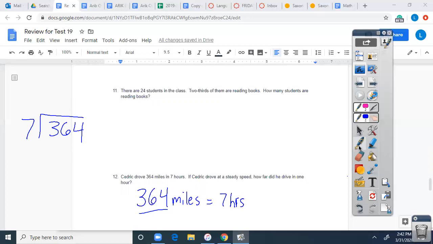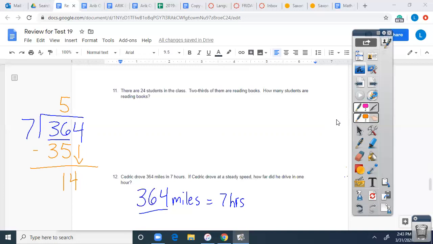We'll go through it a little bit slow for those of you that this is kind of difficult for you, and then we'll do number 13, and then I'll let you go. Okay, 7 cannot go into 3, but can it go into 36? It can. How many times? 7 times what gives us a number close to 36, but it doesn't go over? 7 times 5. 7 times 5 is 35. Now step number 3 is to subtract. 36 minus 35 is 1. Step number 4, bring down my 4.